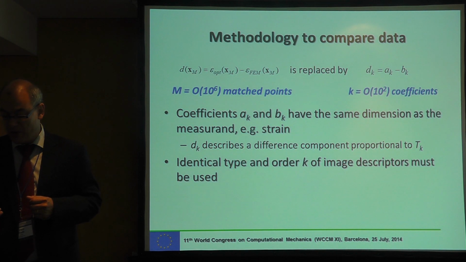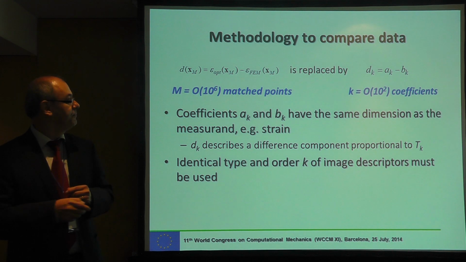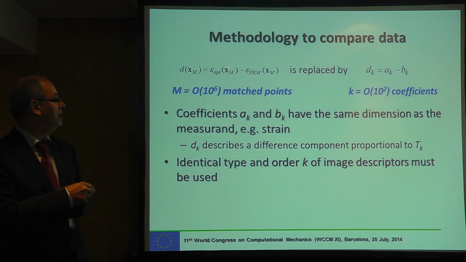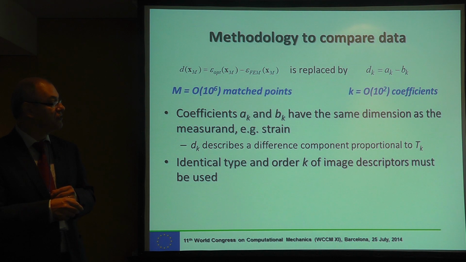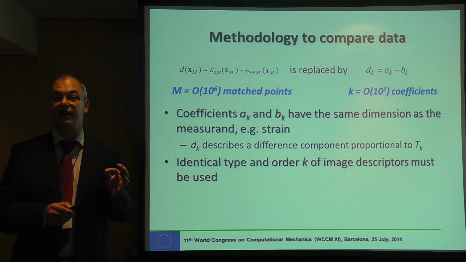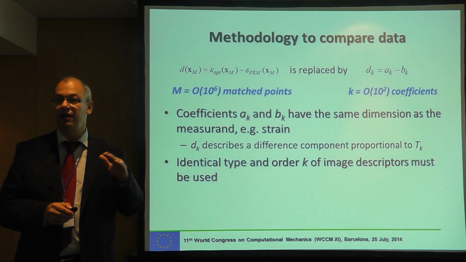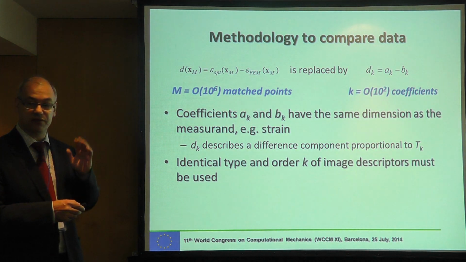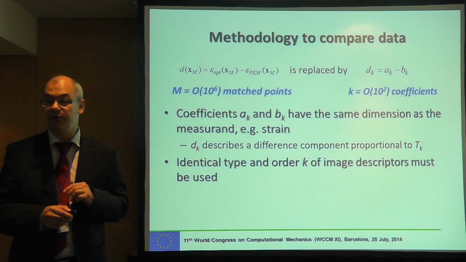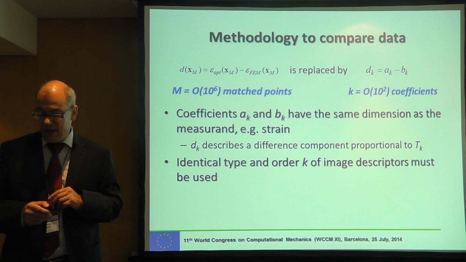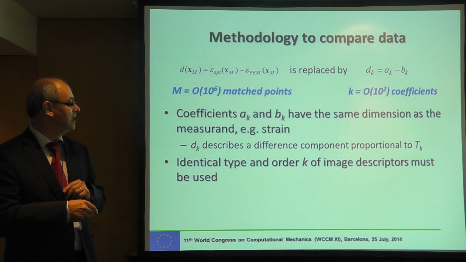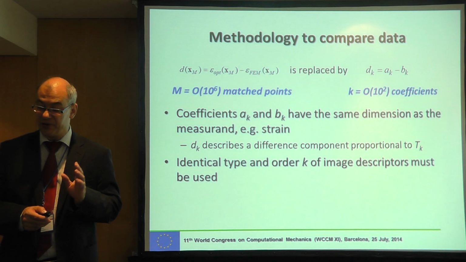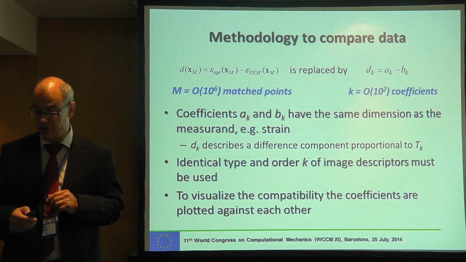Okay, so what's the methodology to compare these data fields then? Because we have originally this difference in every point, if we have point matching, we replace it now by a difference in the coefficients only. I know the base function is the same, so I know these coefficients describe the same type of content in the image. And that means instead of having 10 to the 6 or something matched points, I will have only 10 to 2. Right. Coefficients AK and BK have the same dimension as the strain, so we really compare strain values here as well. And of course, you need the identical type and order to compare.